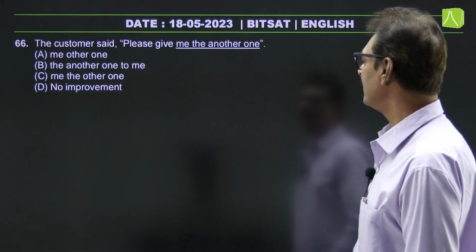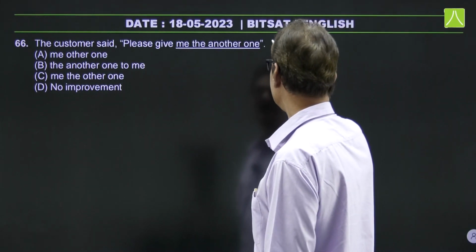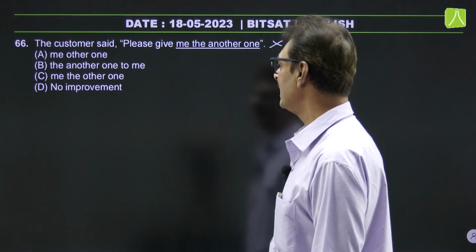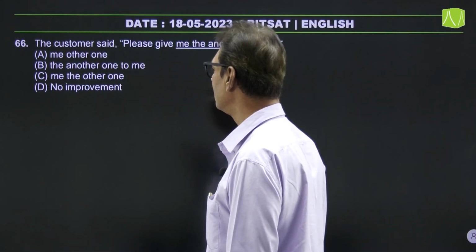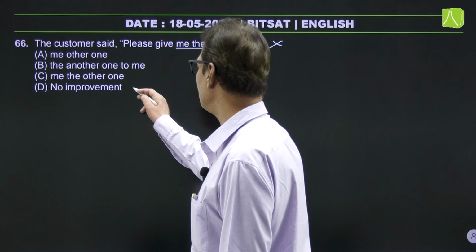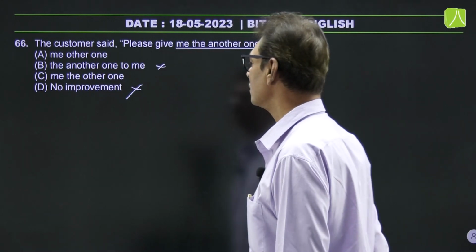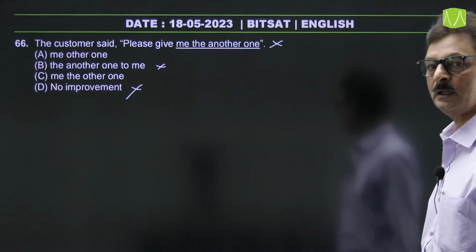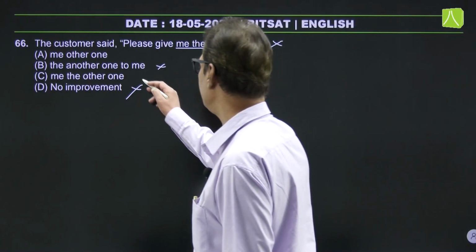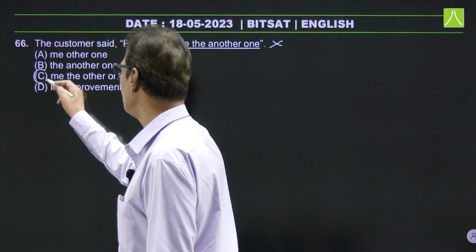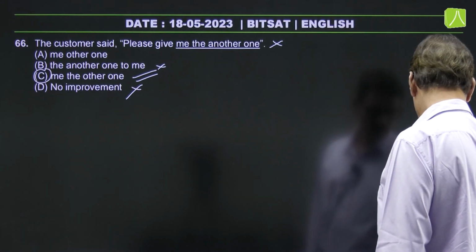The next one: the customer said, please give me the another one. Yes, in this sentence there is a correction, this phrase is incorrect. The options: give me other one, give the other one to me, give me the other one, or no improvement required. Improvement is required, so you can eliminate that. Give me other one, the another one to me, this also looks to be incorrect. So, which one is the correct option? The correct option is option C, give me the other one.